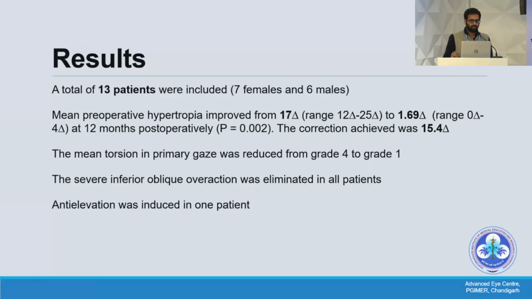The mean preoperative hypertropia improved from 17 prism diopters to 1.69 prism diopters, and the correction thus achieved was around 15 prism diopters. The torsion reduced from grade 4 to grade 1 with elimination of inferior oblique overaction in all patients, and anti-elevation was induced in just one patient.